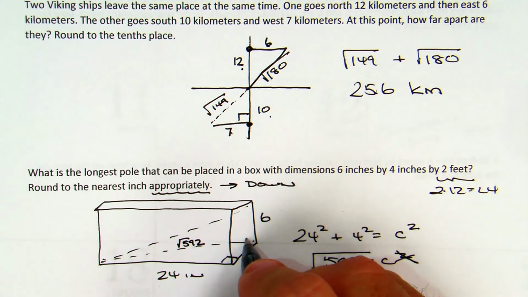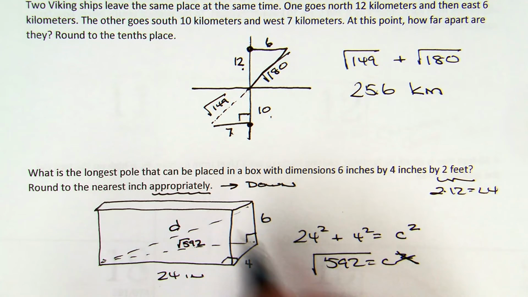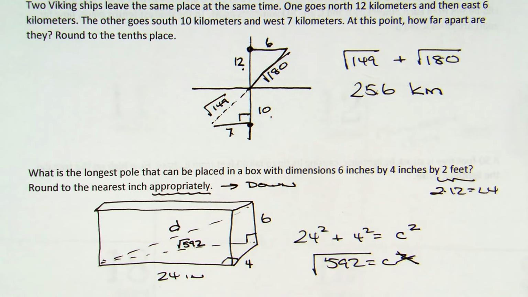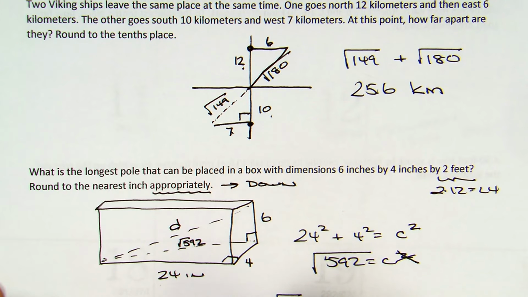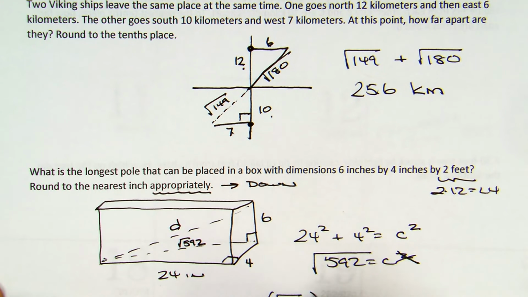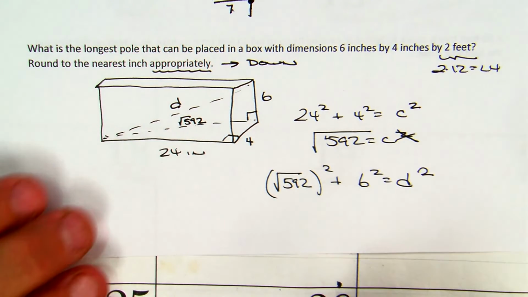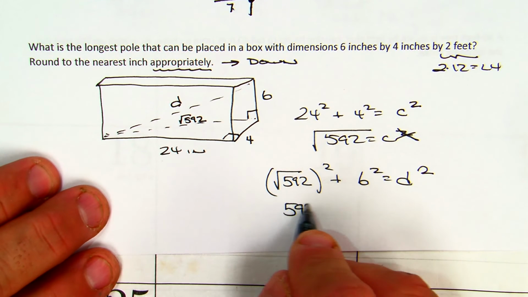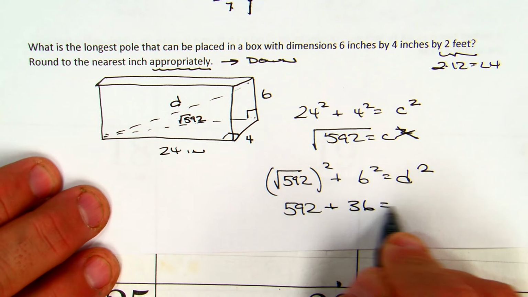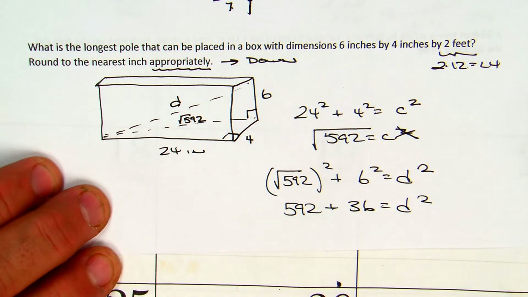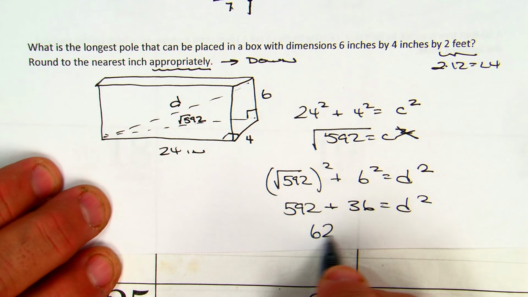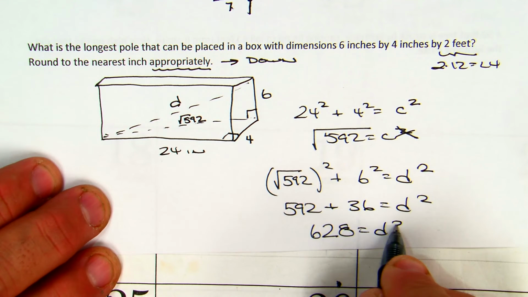So now I'm going to do this triangle and I'm going to call that D since we're dealing with 3 dimensions. So the square root of 592 squared plus 6 squared equals D squared. When I square a square root, they cancel out, giving us 592 plus 36 equals D squared. 592 plus 36 is 628 equals D squared.